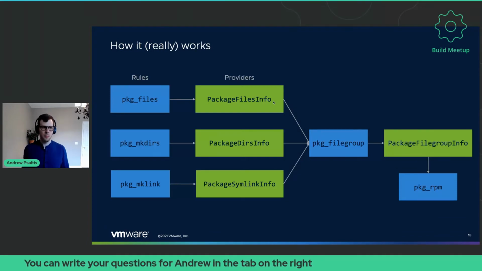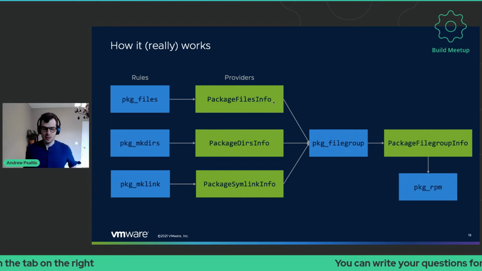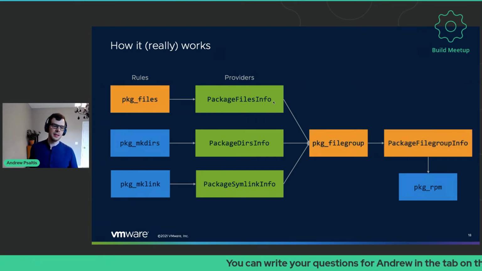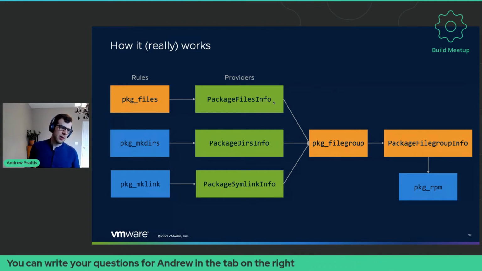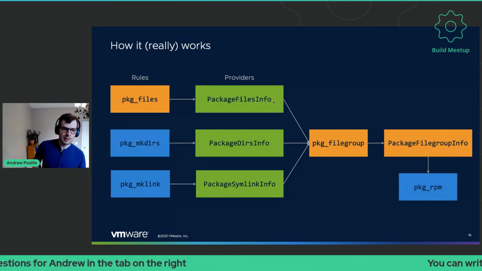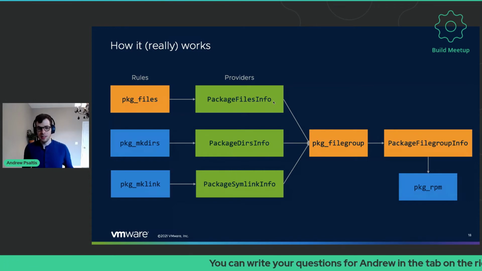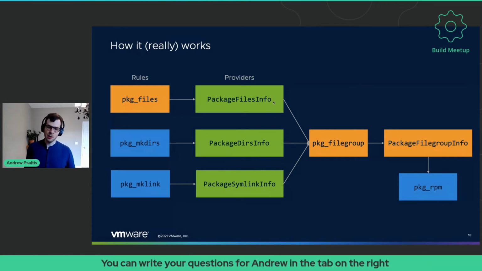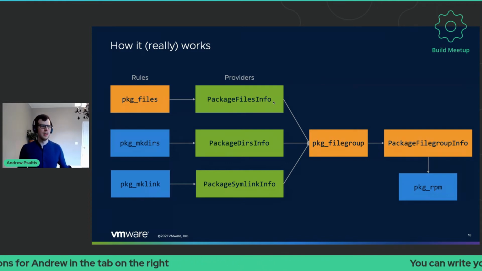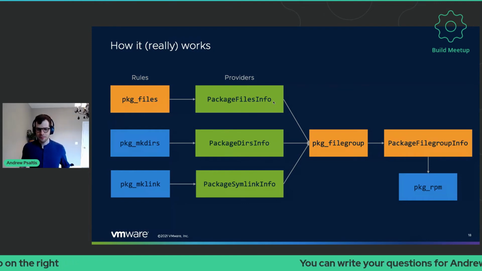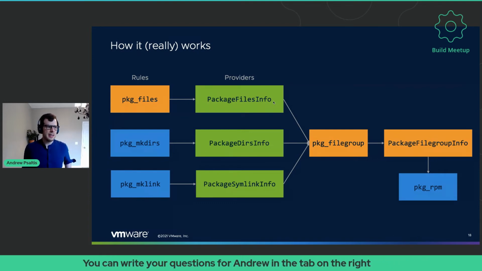So to go back to our little provider diagram, there have been plenty of changes here, but the biggest one of note is what is highlighted here in orange. The package file group is renamed to package files, and it's effectively the same provider as it was previously. It adds to a package, and these rules are then consumed by a package file group rule, which emits a package file group info provider, which is then consumed by the packaging rule, in this case, package RPM. So this is pretty much where we are today.